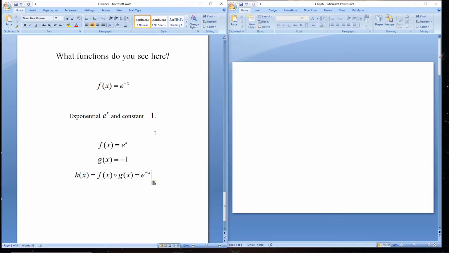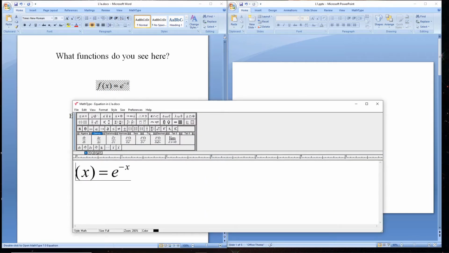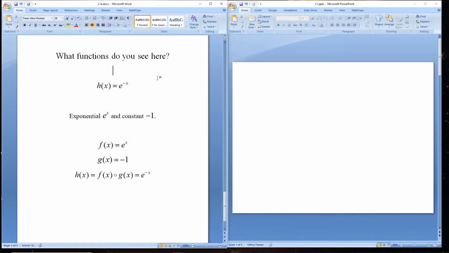And so if I would write this out, I would write out, oops, I used f twice here. Let's call that h real fast. So our outer function, the exponential, the inner function is just the constant function -1. And so our h here is ultimately f composite g. We're putting g into f, and then that's how we get e to the -x. E to the -x is a composite function.